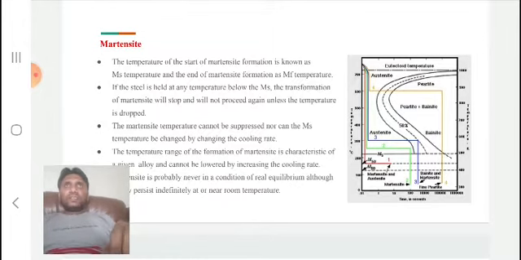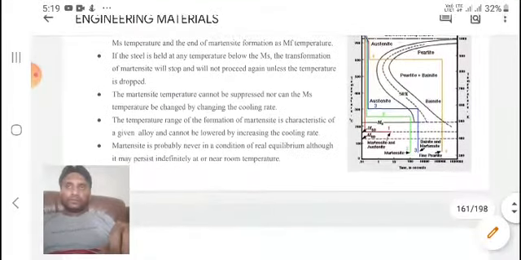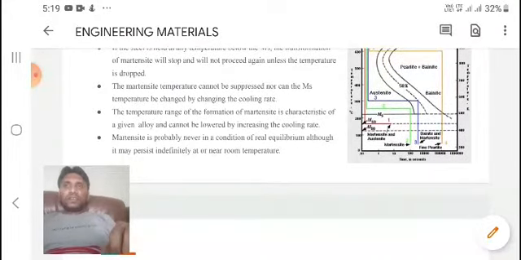So martensite is the hardest and a brittle material, so it gives more strength and hardness to steel. Martensite is probably never in a condition of real equilibrium, although it may persist indefinitely at or near room temperature.